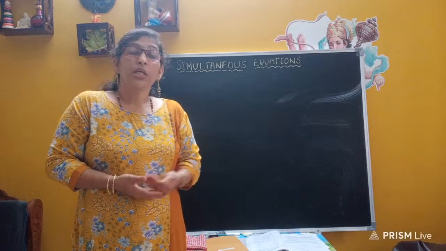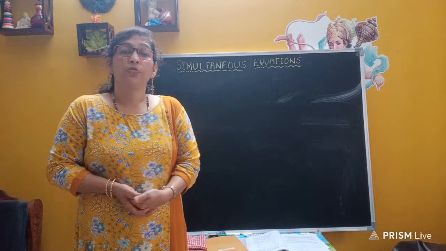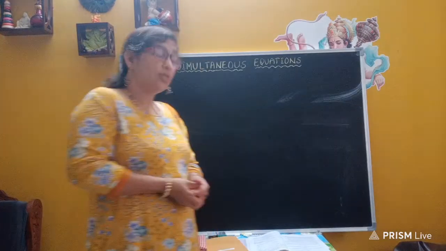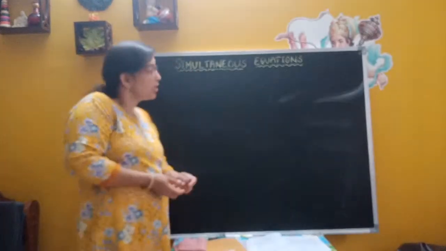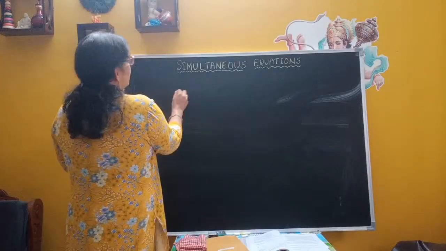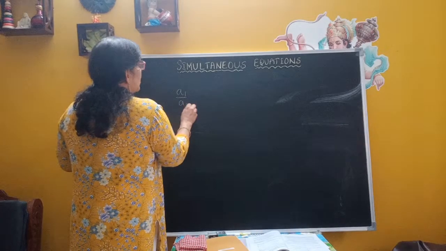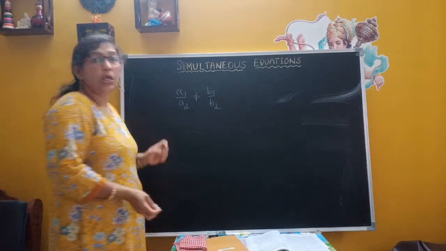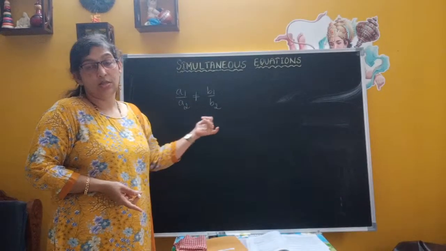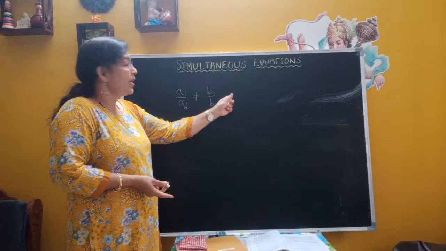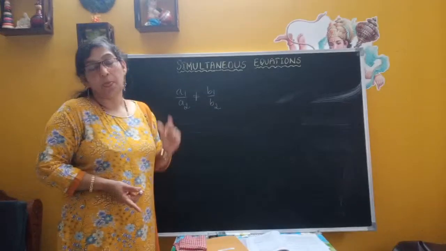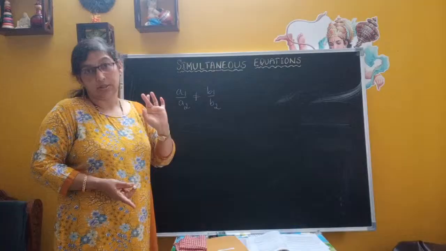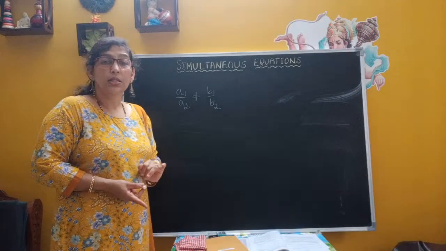Suppose the ratio of coefficients a1 by a2 is not equal to b1 by b2. What would be the result? There will be a unique solution, or a distinct solution. This is the first case. In this case, the pair of lines are intersecting lines and the equations are consistent. This is the result you learned in the previous class.